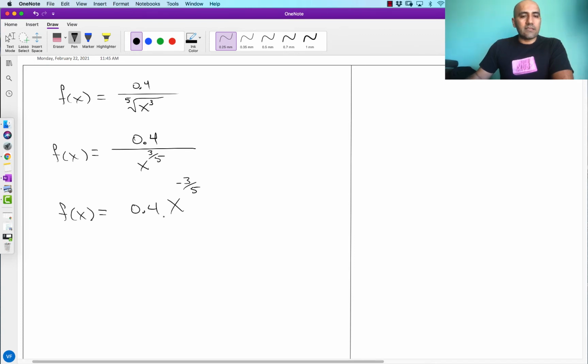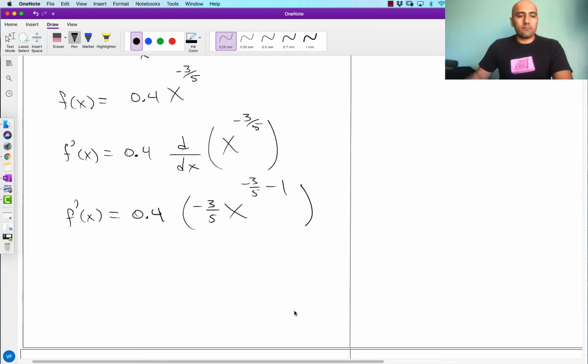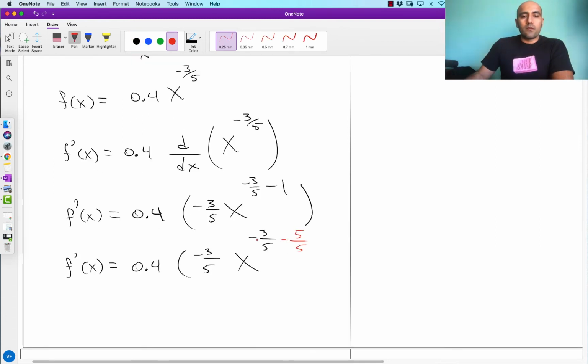And so now this is a function that falls under the power rule. So now when we want to find its derivative, negative 3/5 minus 5 over 5, which becomes negative 8 over 5. And I'm going to simplify this, so I'm going to go ahead and rewrite this as 4 over 10. Get rid of that decimal. 0.4 is the same thing as 4/10 times negative 3 over 5.